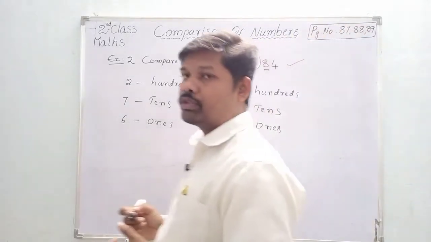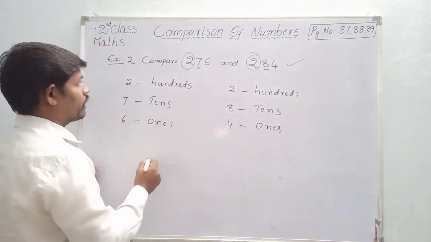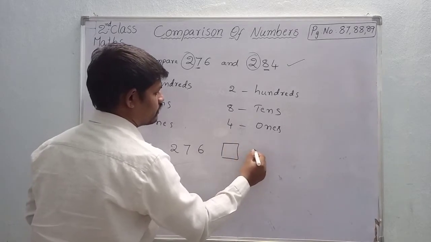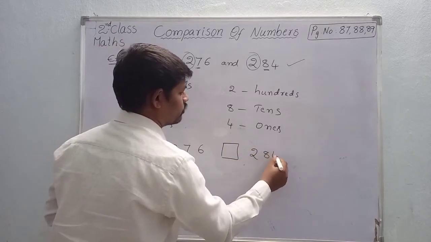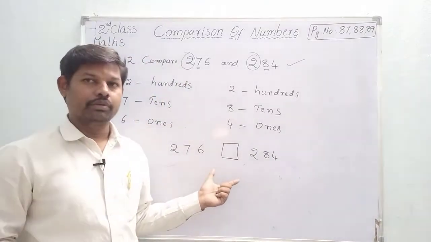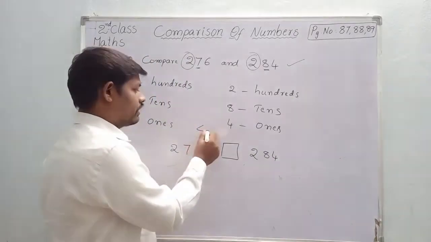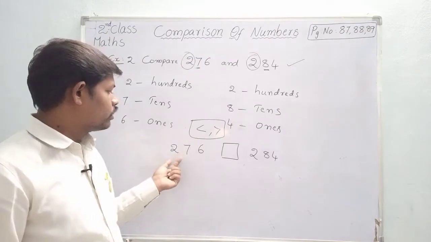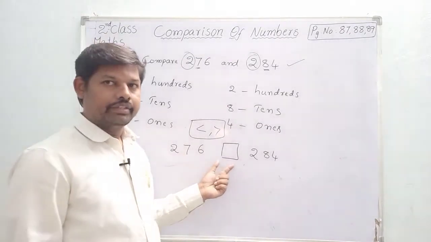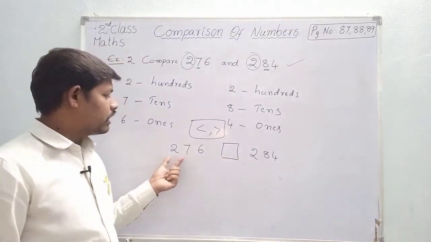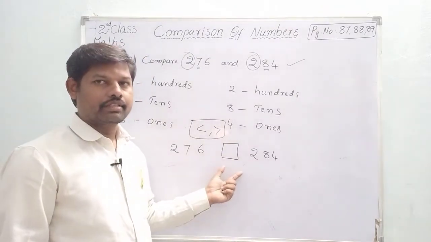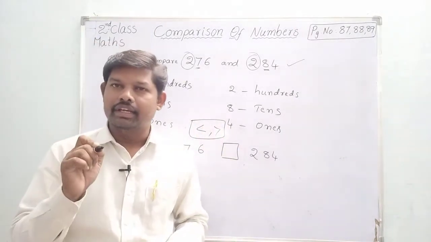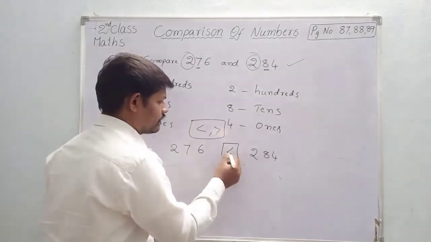When you write using greater than and less than symbols, how to write? For example, 276, here a box is given, 284. Which symbol do we have to place? Whether it is less than or greater than. Yes, 276 is less than 284. So which symbol do you have to write? Less than symbol. Write less than.